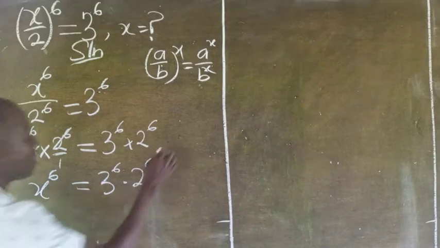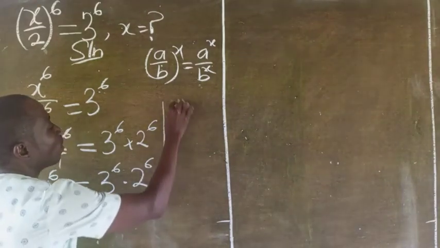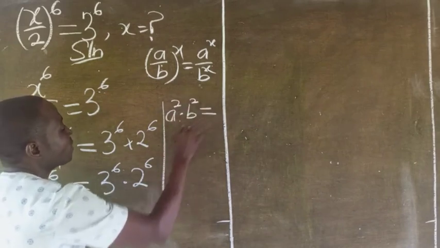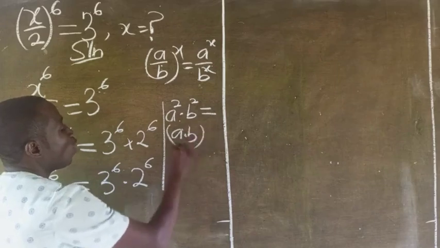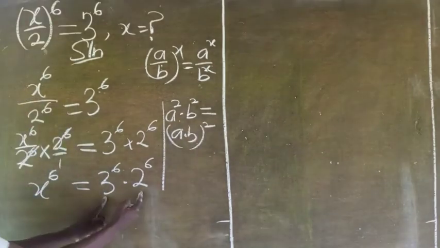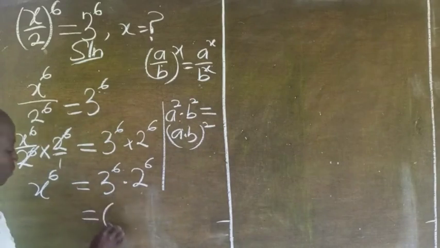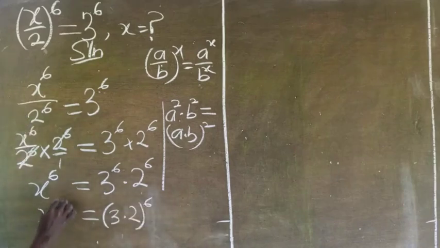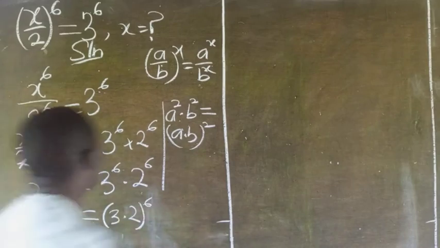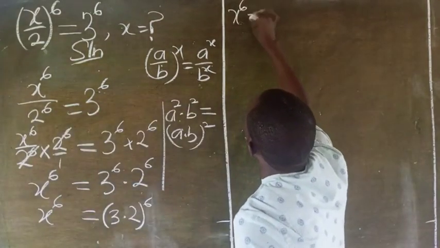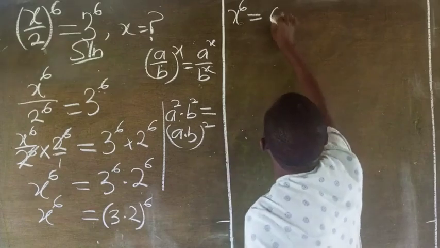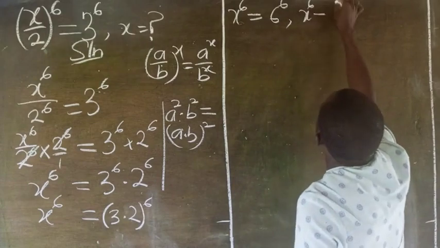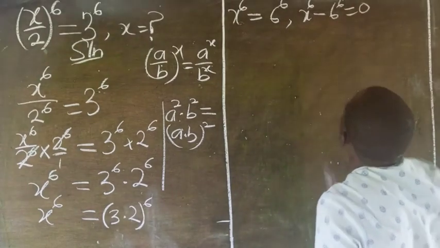And also, if you remember, a raised to the power 2 times b raised to the power 2 is the same thing as a times b, all raised to the power 2. So if we do that here, that means 3 times 2, all raised to the power 6, equals s raised to the power 6. And s raised to the power 6 will be equal to 3 times 2, that is 6 raised to the power 6. If we write this as s raised to the power 6 minus 6 raised to the power 6 equals 0, we're fine.